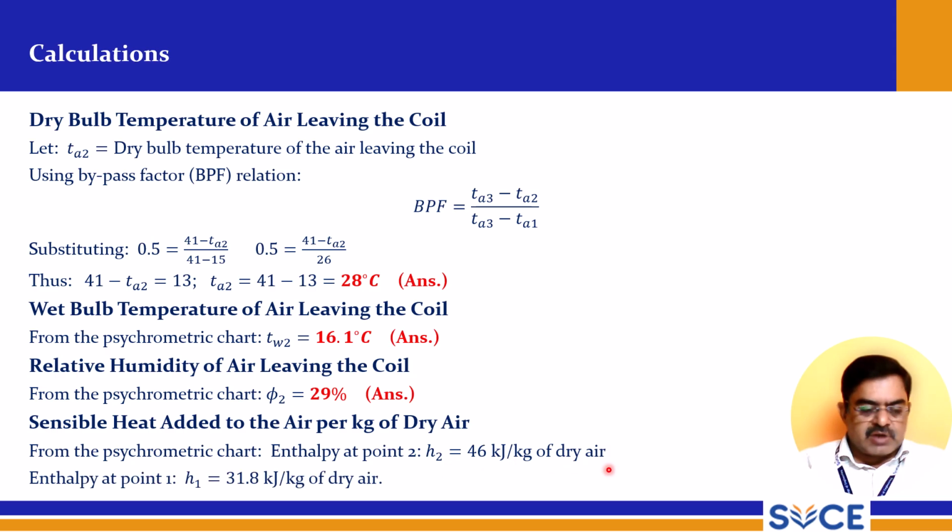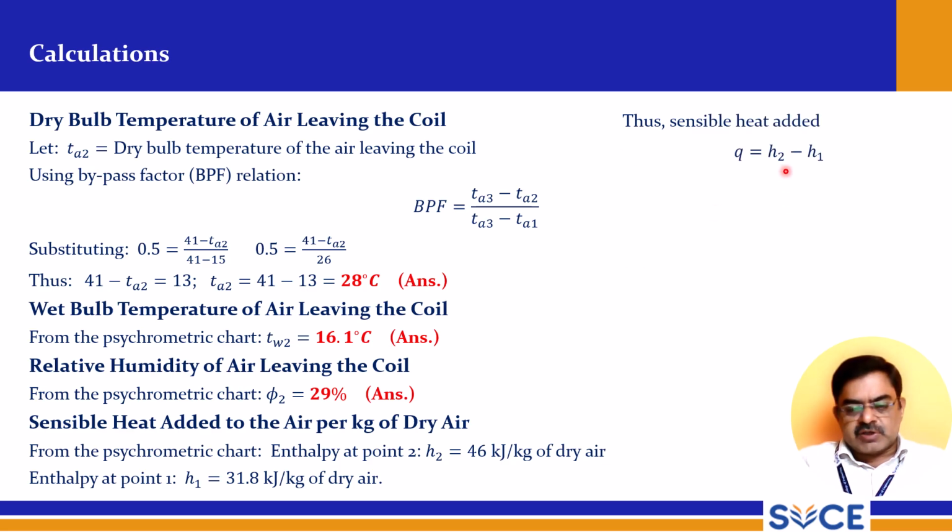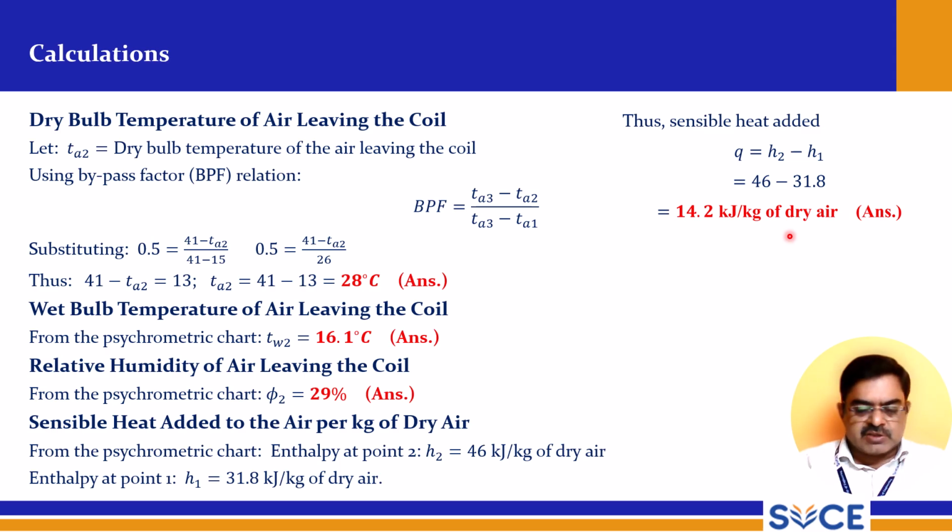This also we have to find from the psychrometric chart only. H1 equals 31.8 kilojoules per kg of dry air. Thus the sensible heat added equals H2 minus H1, that is 46 minus 31.8, which is 14.2 kilojoules per kg of dry air. So this is the answer.